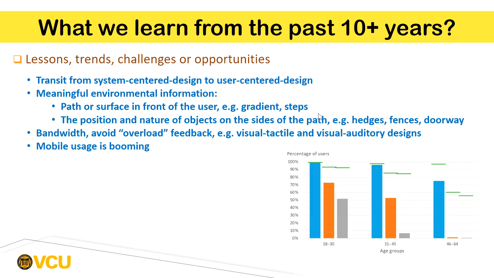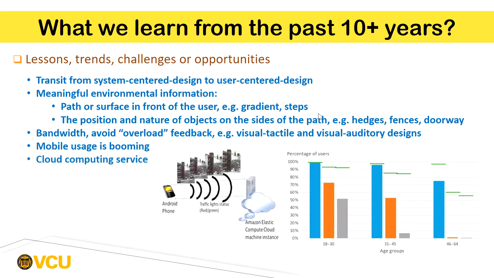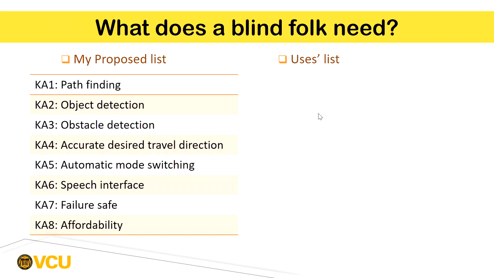And also, the next one is that mobile usage is booming. This chart shows the percentage of users and their acceptance rate: the blue bar represents mobile phones, the orange represents computers, and the gray one represents the internet. It showed that most blind people are still accepting of mobile phones, so they like to use them. So app development for the iPhone may be a promising direction to follow. And also cloud computing services to empower these apps on the mobile phone is a very promising direction.